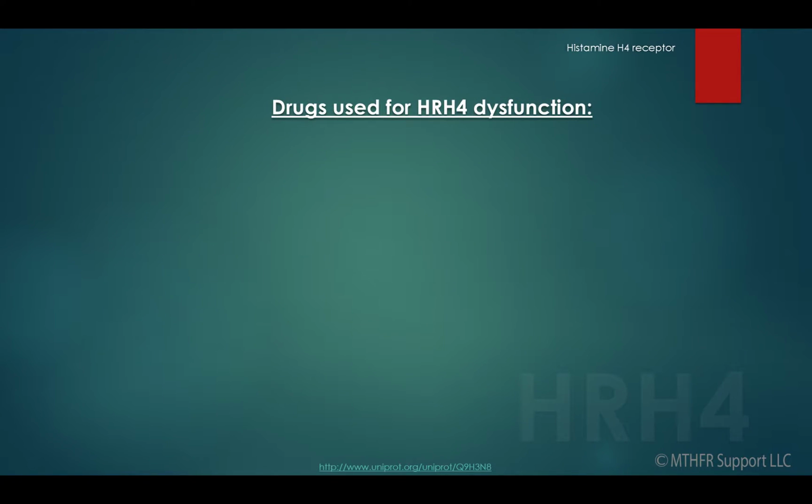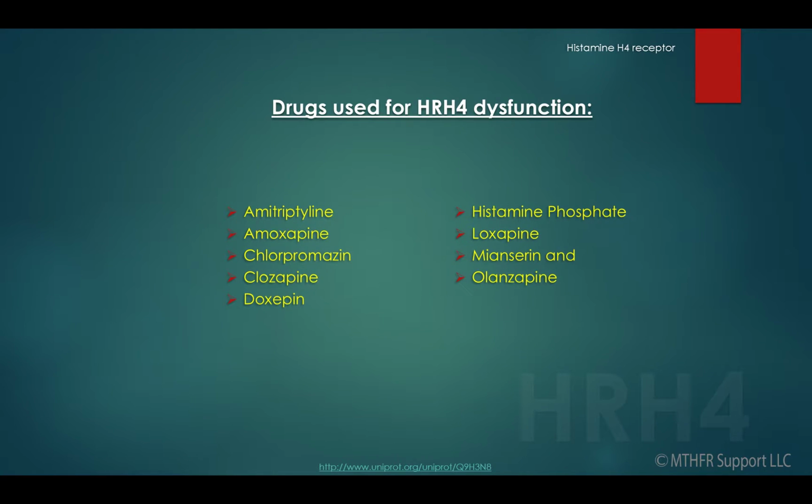Drugs that are used for HRH4 dysfunction are amitriptyline, amoxapine, chlorpromazine, clozapine, doxepin, histamine phosphate, loxapine, mianserin, and olanzapine.